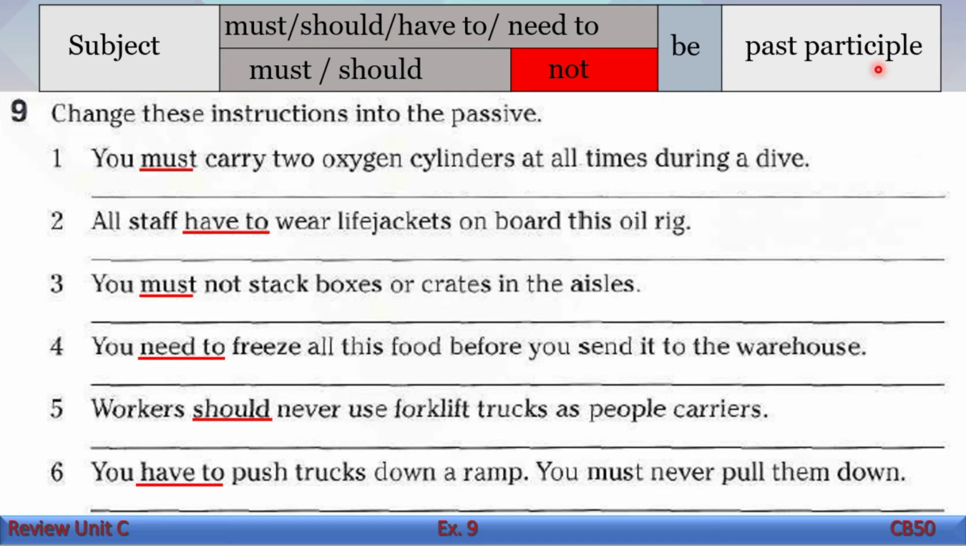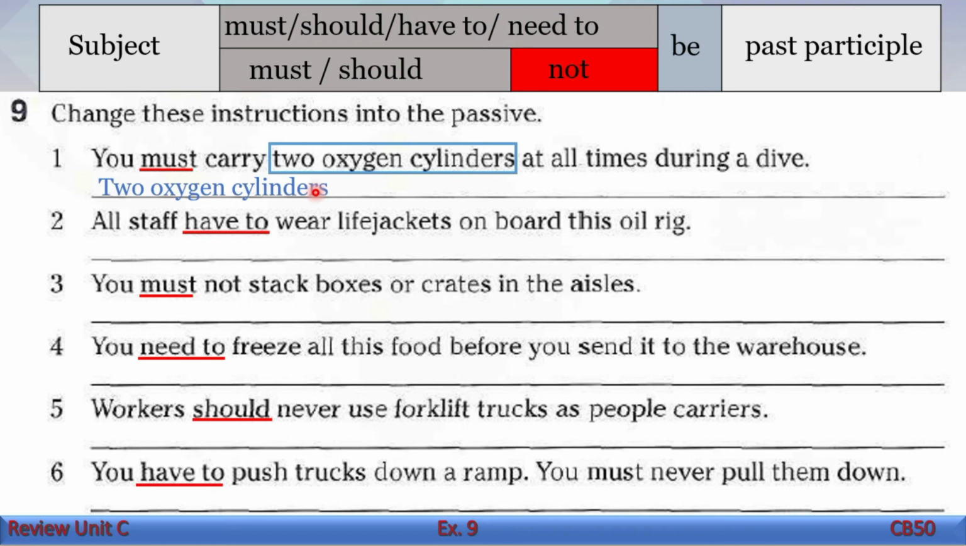Great. Now let's do the first one together. The first one, you must carry 2 oxygen cylinders at all times during a dive. We know our modal, that is must. So what is our subject? Our subject is 2 oxygen cylinders. So we're going to write 2 oxygen cylinders. We start with 2 oxygen cylinders.